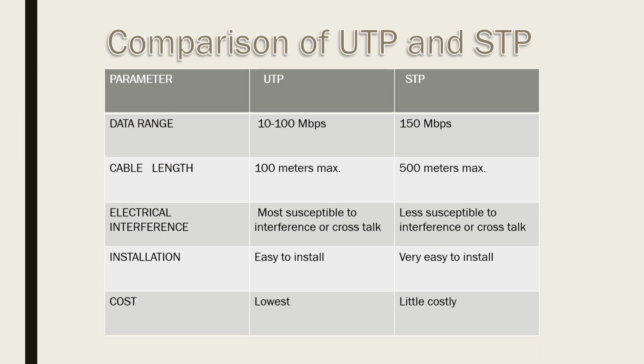Comparison of UTP and STP cables. For UTP, the data rate is 10 to 100 Mbps. For STP, it is 150. Cable length is 100 meters for UTP and 500 for STP. Electrical interference: UTP is more susceptible as compared to STP. Installation is easy in both cases. And price-wise, UTP is less expensive than STP.